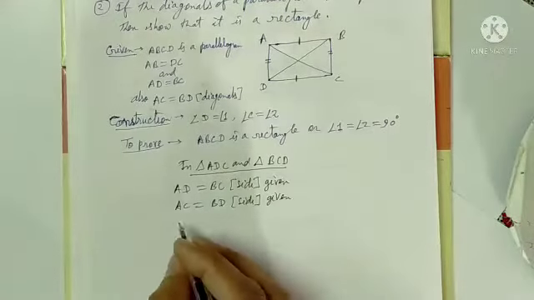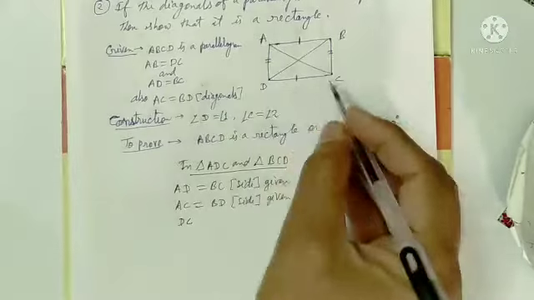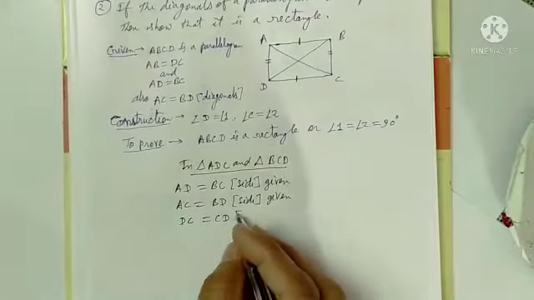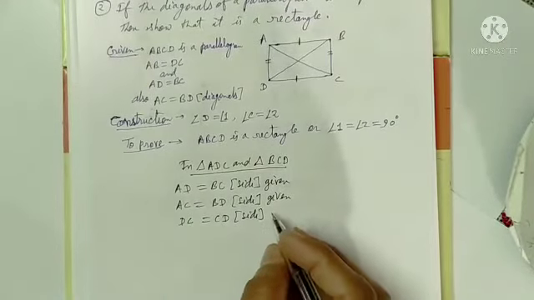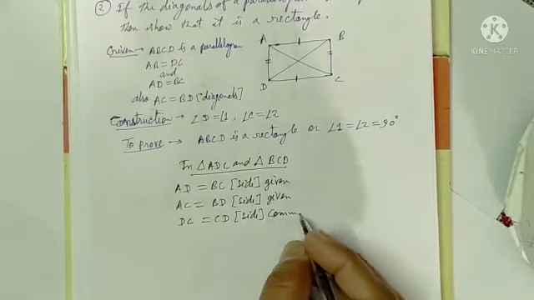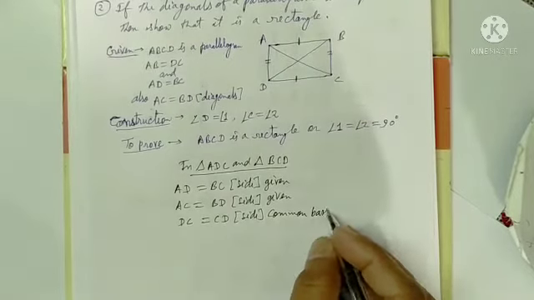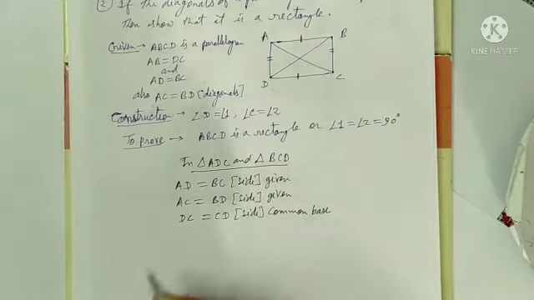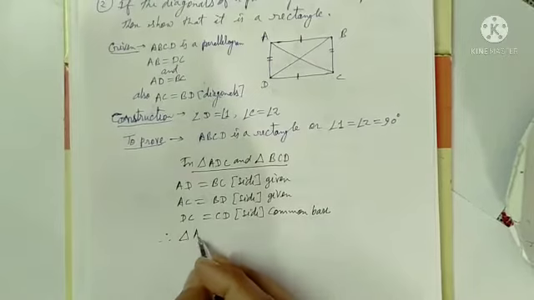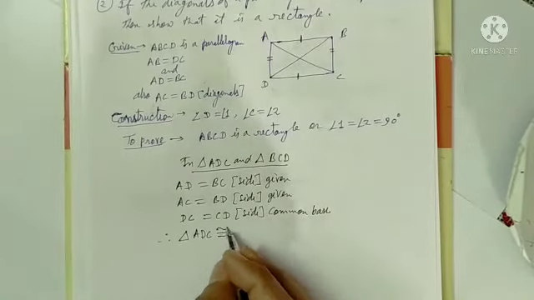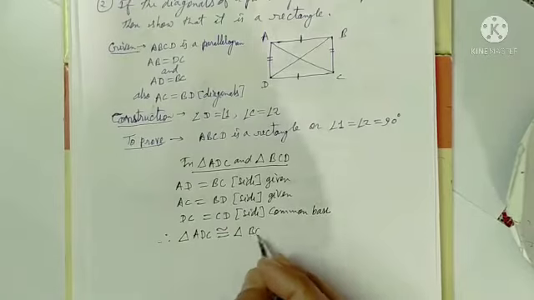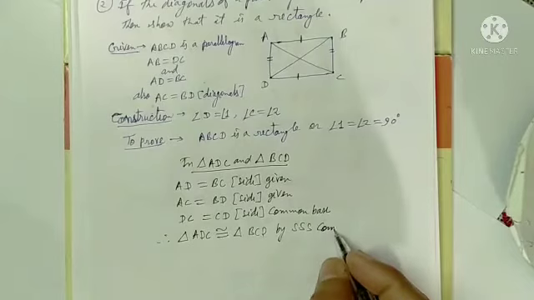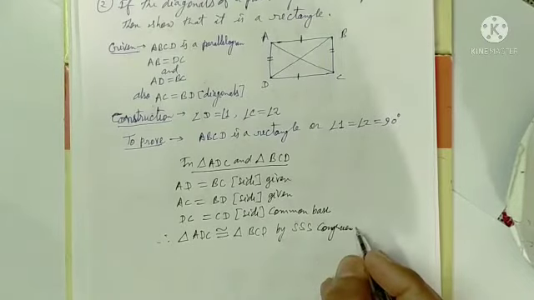Then third, DC. DC is the base of triangle ADC and CD is the base of triangle BCD. So DC is equal to CD. This is also a side, and what is the reason? Common base. Actually it is a common side, common base for both triangles. So that's why. Now what can we observe over here? Side, side, side. Therefore triangle ADC is congruent to triangle BCD by the SSS congruence rule. Side, side, side congruence rule.